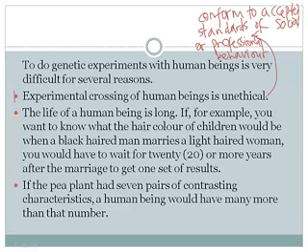It's totally unaccepted. Two, the life of a human being is long. If, for example, you want to know what the hair color of children would be when a black-haired man marries a light-haired woman, you would have to wait for 20 or more years after the marriage to get the results you want.